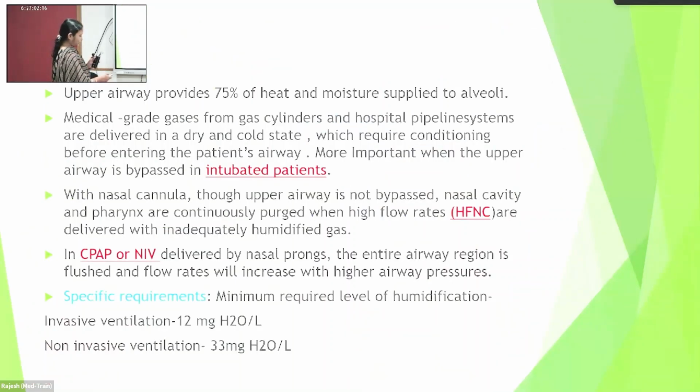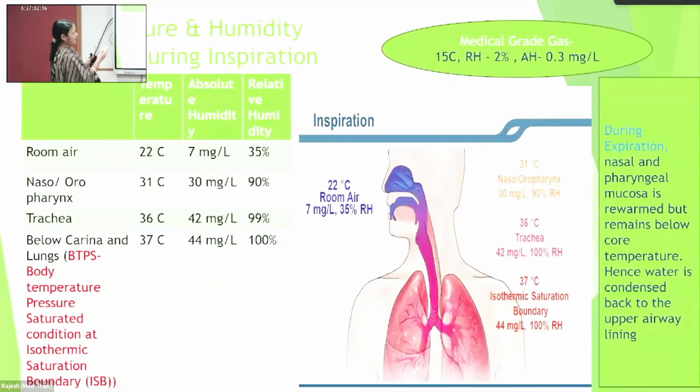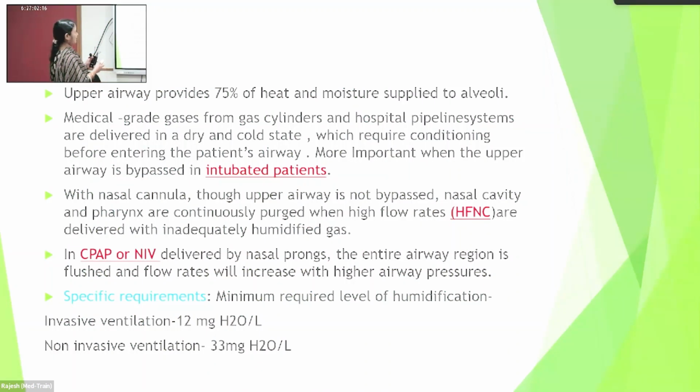So when we come to the medical grade gases like oxygen we supply, it is only 15 degrees, very cool, and the relative humidity is only 2% and absolute humidity is 0.3. So that is the thing we have to keep in mind. That's why we need to always warm and humidify the gases whenever we are ventilating the patient. From this, it is evident that a maximum of 75% of heat and moisture conditioning will be provided by the upper airway. So when you intubate the patients, we are bypassing the upper airway. So it is very important that we warm and humidify the gases when we are intubating.